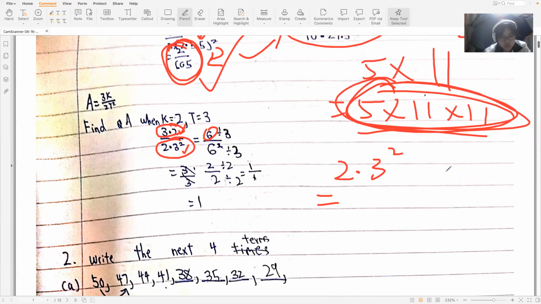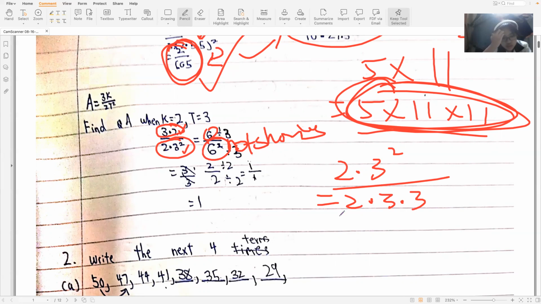I'm asking you a question. What is 2 times 3 square? What do you do next? What's the next step? Because you are not showing it here. That's why I asked you. So what is the next step? You need to show me. 2 times 3 times 3. Why did you never show this step? Where is this step?